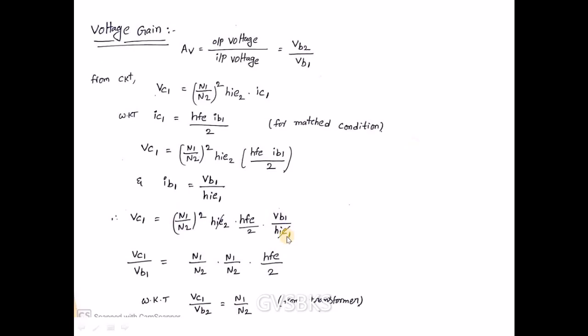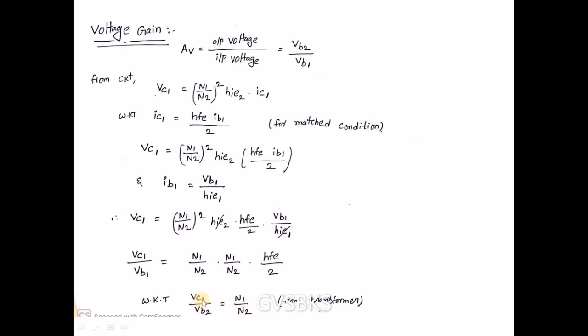So as we assume both stages are identical, HIE1 is equal to HIE2. So that's why both HIEs got cancelled. Therefore, VC1 divided by VB1 is equal to N1 by N2. I am splitting this N1 by N2 whole square into N1 by N2 into N1 by N2 into HFE by 2. And we know that VC1 by VB2 is equal to N1 by N2.